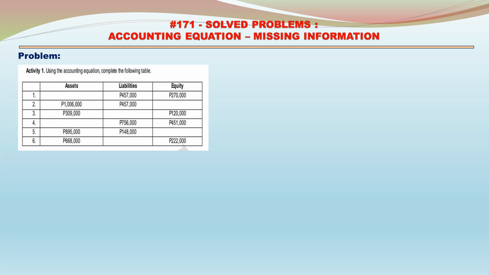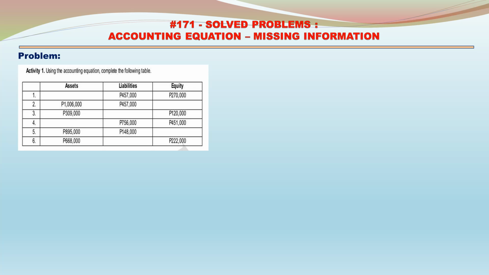Assets, liabilities, equity. 1. Assets dash, liabilities 457,000, equity 270,000. 2. Assets 1,006,000, liabilities 457,000, equity dash. 3. Assets 309,000, liabilities dash, equity 120,000. 4. Assets dash, liabilities 756,000, equity 451,000.